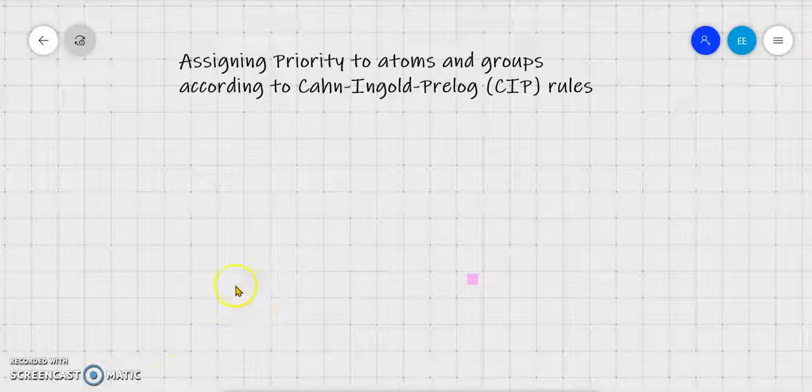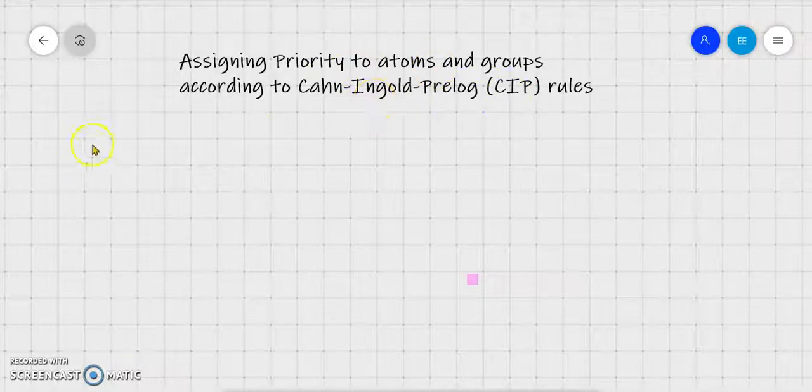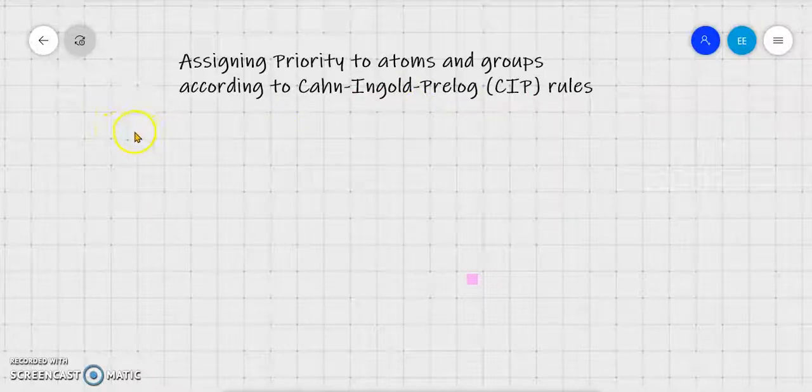In this short video clip, I'm going to explain how to assign priority to atoms and groups according to Cahn-Ingold-Prelog rules. This system of assigning priority to atoms and groups in organic chemistry is important because it helps us to assign configuration in geometrical isomers and optical isomers. So, the rule is, according to Cahn-Ingold-Prelog, the atom of greater atomic number or atomic mass has higher priority.